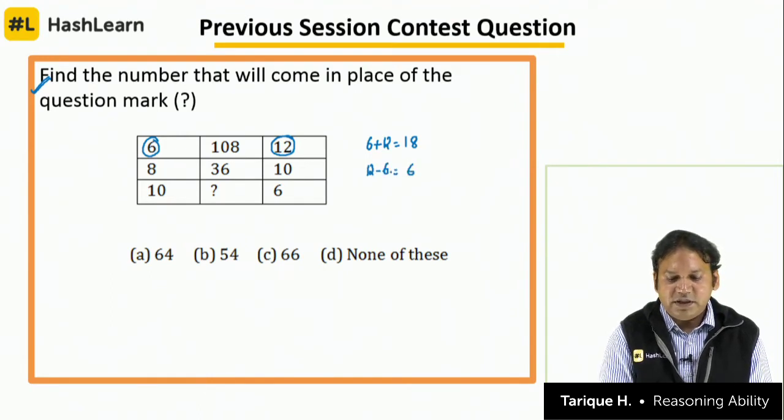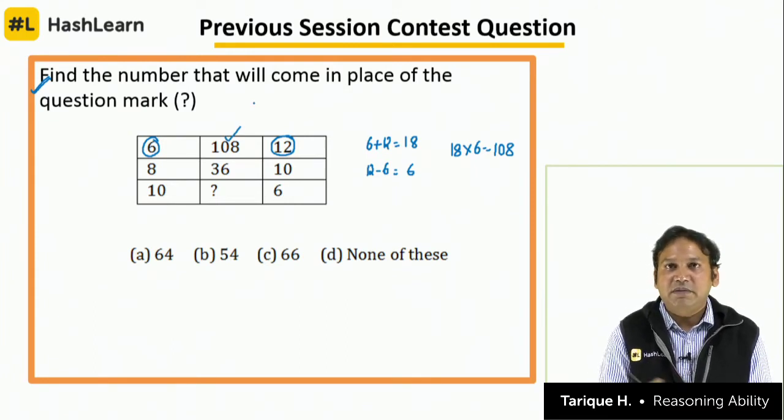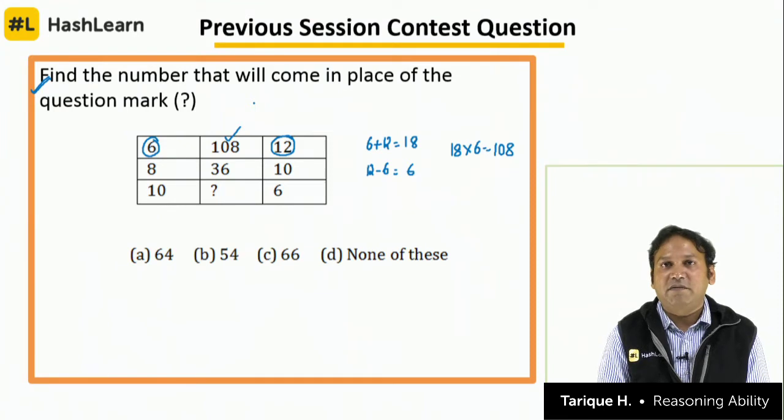12 and 6 difference is how much? 6. Now you multiply 18 into 6. What do you get? You get 108. That is how the middle number has to be obtained: sum of the first and last number multiplied with the difference of the first and last number.